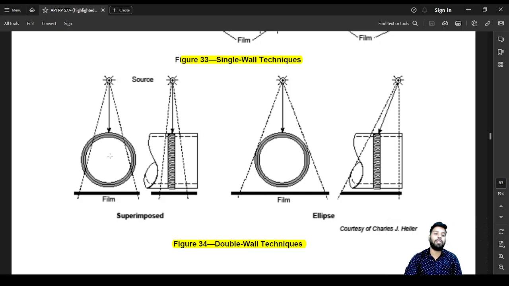The top section is going to overlap on the bottom section, and then the image is going to be represented on the screen. This is known as an elliptical shot, where the top and the bottom section are not going to overlap, but you can get an elliptical image out of it. To complete the 360 degree section here, you would generally require 3 shots. Here you would generally require 2 shots to complete the 360 degree weld.